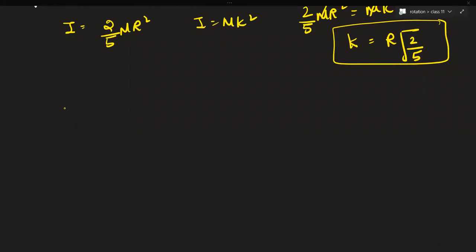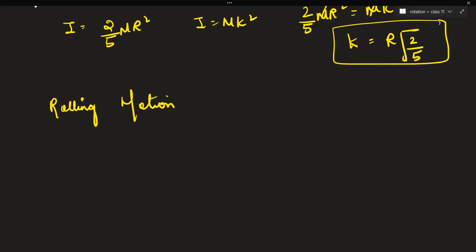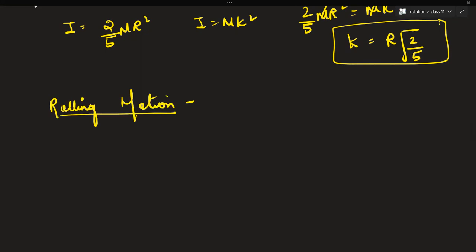Now, class, let me tell you, rolling motion. This is a small topic, but it can be confusing. So pay attention in rolling motion. Like, radius of gyration was very simple. You just had to remember the moment of inertia and equate it with mk square, and no other question can be possible from it.